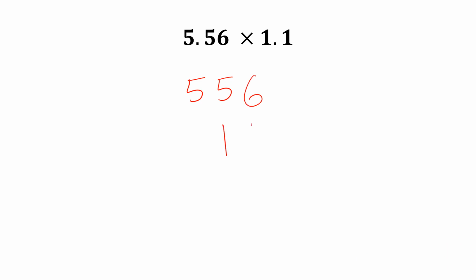In example 1, we have 5.56 times 1.1. The first step is to ignore the decimal points. So I'm going to write the question without the decimal point. So we'll have 556 times 11. So what we have done here is to ignore the decimal point. So let's multiply. 1 times 6, that will give us 6. Then 1 times 5, that will give us 5. Then 1 times 5 again, that will also give us 5.